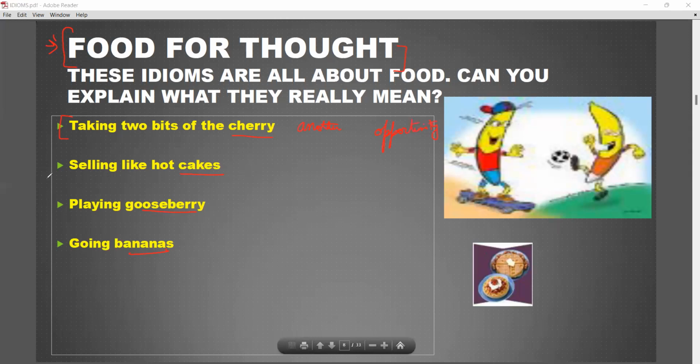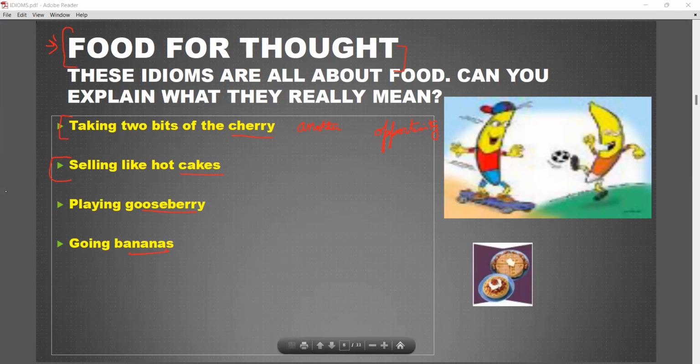Selling like hotcakes, a pretty easy and common idiom. Selling like hotcakes is when something is sold quickly and in large quantity. For example, this novel by Charles Dickens sold like hotcakes.